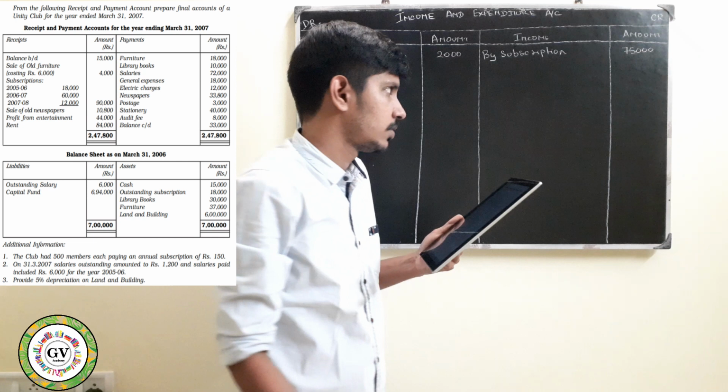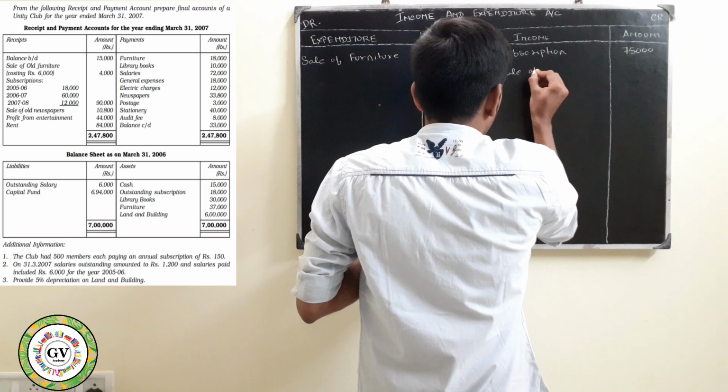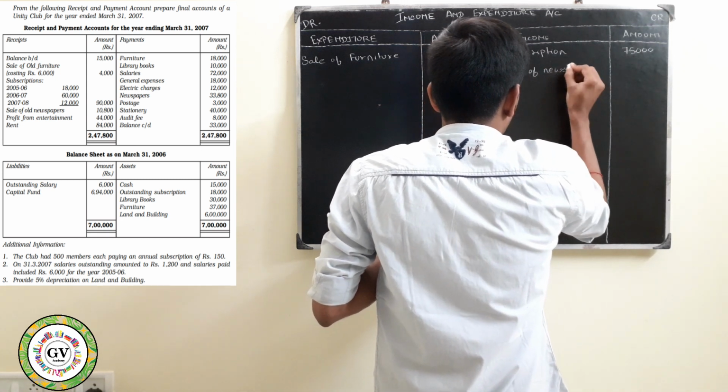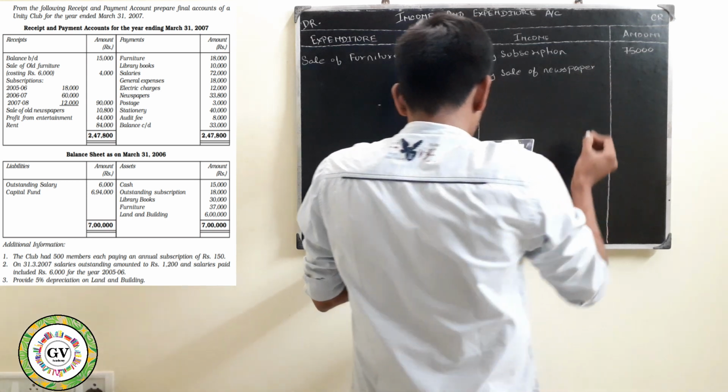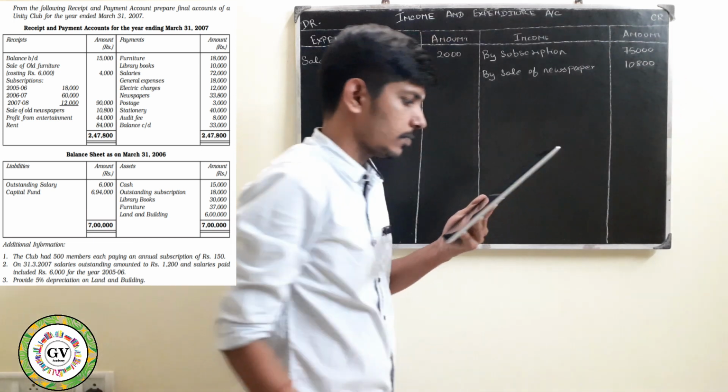The next point is the sale of the old newspaper. As the sale of the old newspaper is periodic, and periodic sale is considered recurring in nature, it will be credited in the income and expenditure account. As this is a club, there is a profit from the entertainment which is recurring in nature. So this will also be credited in the income and expenditure account.